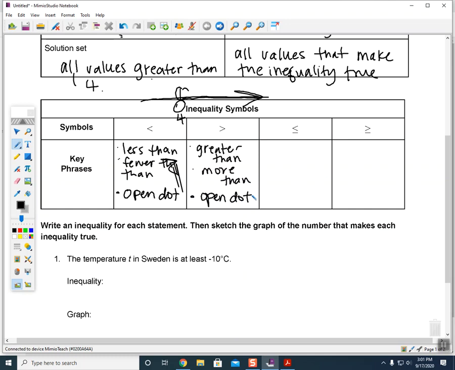Our next one is less than or equal to. If we have less than or equal to, you might hear at most. It's at most this number, and you might hear no more than. Now, less than or equal to means that I am including the value that I'm talking about. So if I'm graphing this one, this will be a closed dot.